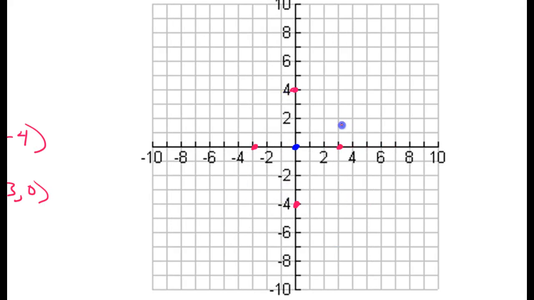So the vertices and the covertices define this rectangle that I'm about to draw. So go ahead and draw the rectangle as a dotted line. Okay, draw the rectangle through the vertices and the co-vertices with a dotted line. So here's my rectangle. Okay, this rectangle is the key to everything. All right, because the diagonals of the rectangle will show us where the asymptotes are.